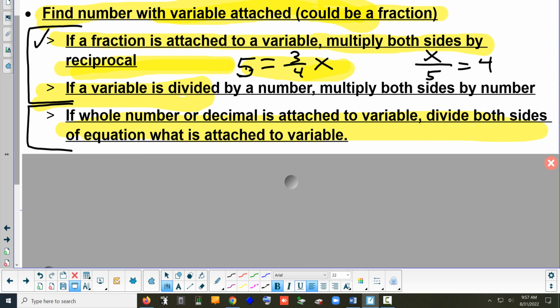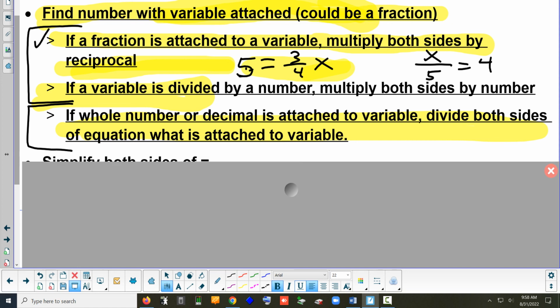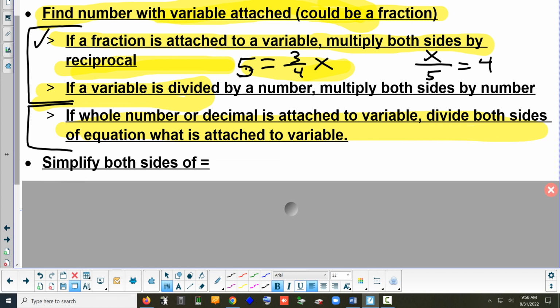Now, once you write down what you're going to do, then you actually have to do it. Right? So either use your calculator to simplify the problem, or if you can do it in your head, you can do it that way. So after you figure out whether you should multiply or divide, your last step is to simplify both sides by doing arithmetic. So that's to simplify both sides of the equal sign.